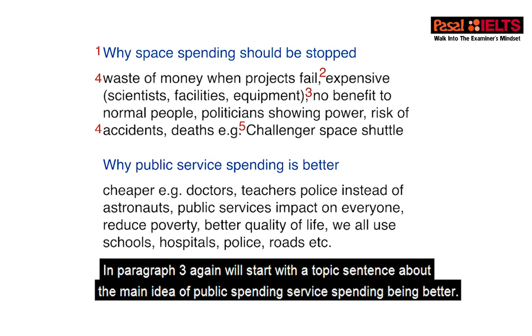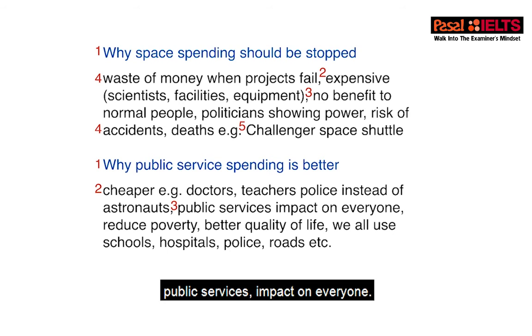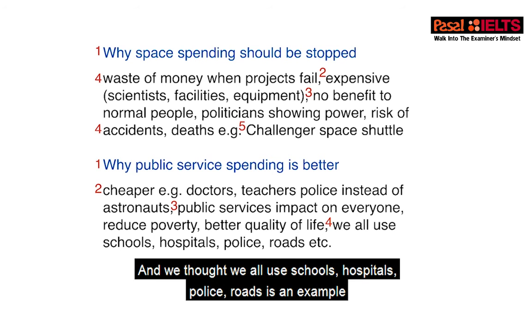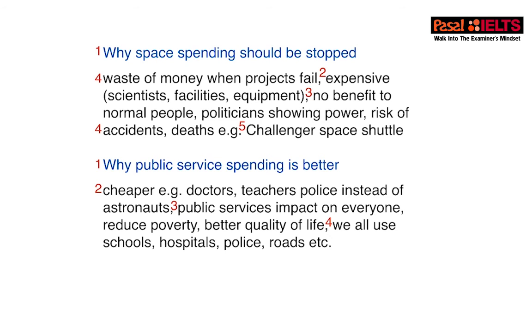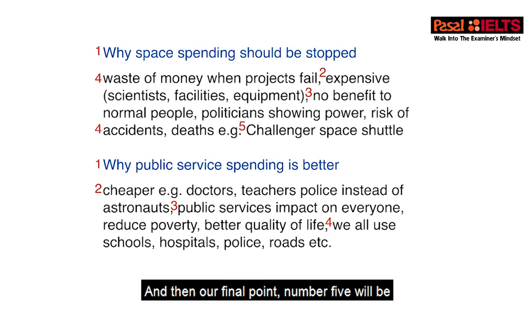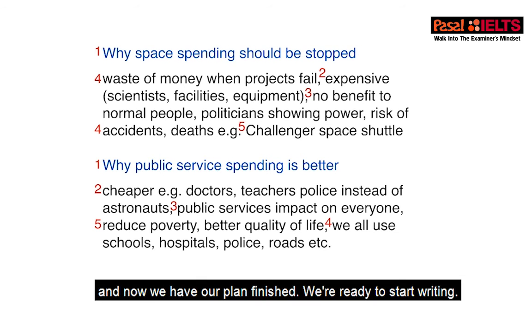In paragraph 3, again we'll start with a topic sentence about the main idea of public service spending being better, and then the cheaper idea first, because that's the easiest one. Then we'll move on to public services impact on everyone. And we thought we all use schools, hospitals, police, roads is an example. That goes well with public services impact on everyone. And then our final point, number 5, will be reduce poverty and better quality of life. So we've put them in some kind of order there. And now we have our plan finished, we're ready to start writing.